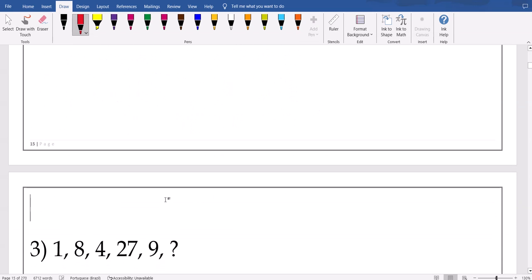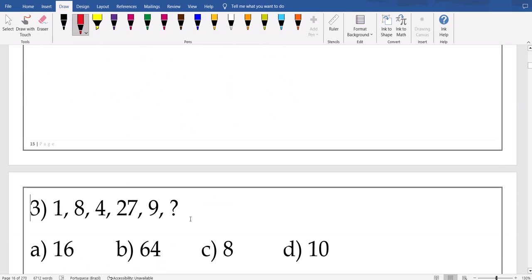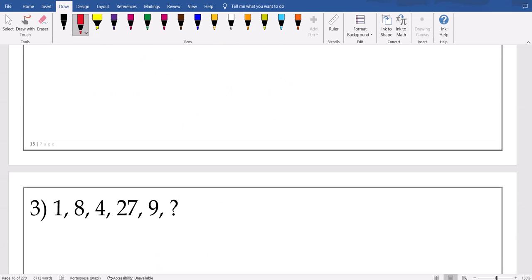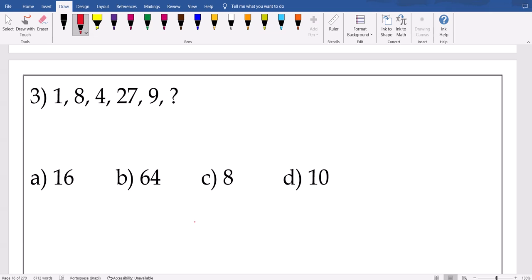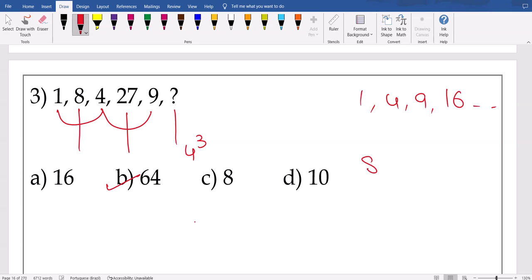Next, third question. Alternate series. These are squares. 1 square, 2 square, 3 square. Whereas these are cubes. 2 cube, 3 cube, 4 cube, which is 64. Squares and cubes combined logic. One going with squares. 1, 4, 9 is one series where it is squares. The other series is 8, 27, 64. This is a cube series. 64 is perfect.